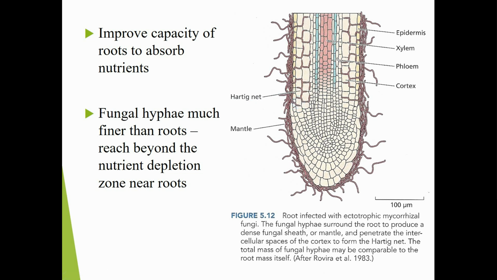Okay, and you can see very clearly that the hyphae are much finer than the roots, and because of that they reach beyond the nutrient depletion zone near the roots. So you can see the root stops there, and these fungi are reaching further, and they're going to absorb the nutrients here, and they're going to send the nutrients through the mantle into the cortex cell. They're going to fix the nitrogen, and there's going to be an exchange here.